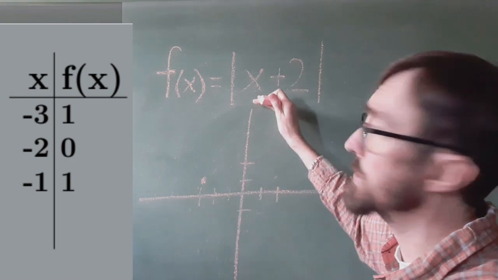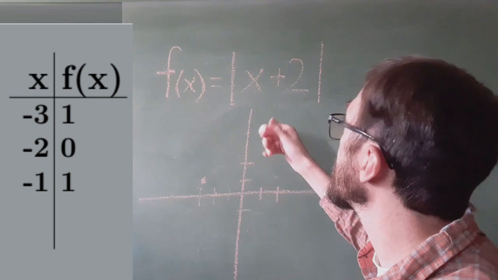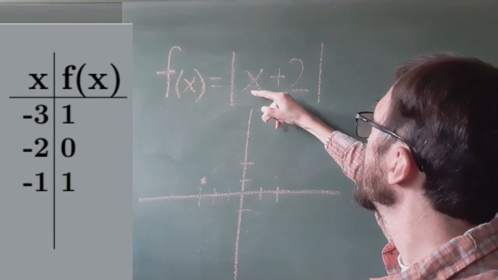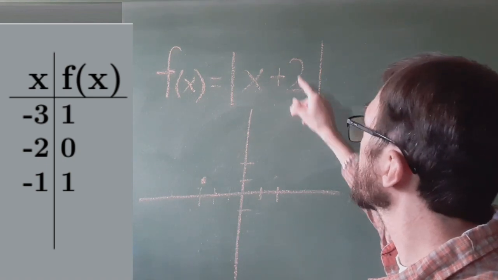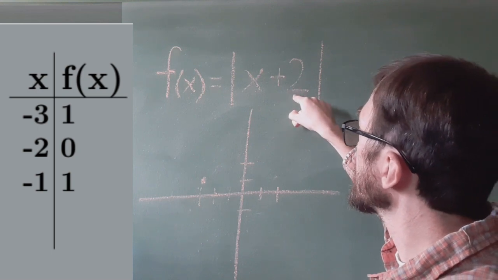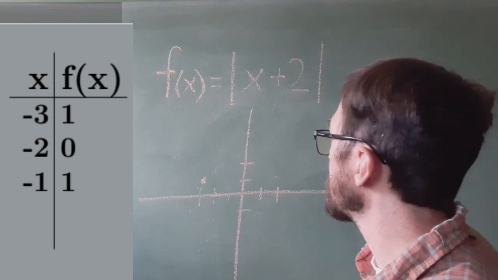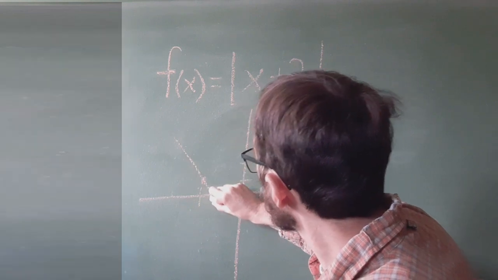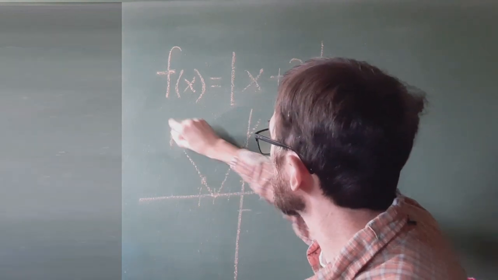And then I'm also going to choose -1, one number larger than -2. If I plug -1 in here, -1 plus 2 is a +1. Absolute value retains the +1. So my graph is going to look like this.